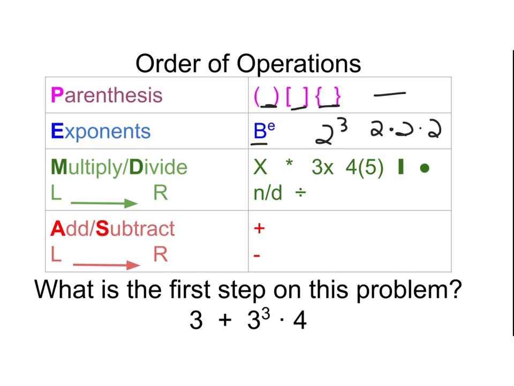Now for multiply and divide, left to right, I did add some symbols. Remember that the symbol could be X, it could be a star. If you have a number and a letter next to each other, that's going to be a multiplication. If you have a number and then parentheses and then another number, it is going to be multiplication. It could be a square in the middle, it could be a circle. So any of those symbols represents multiplication. And then a fraction is also division, and then the division symbol. And then for add and subtract, you just have the plus and the minus sign.